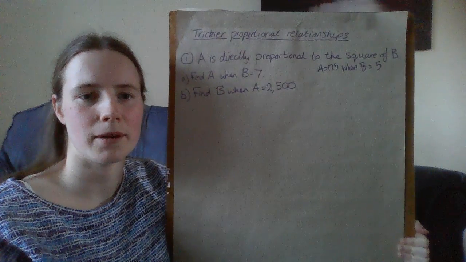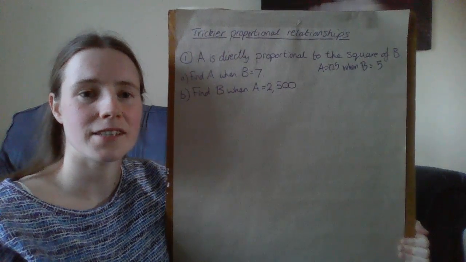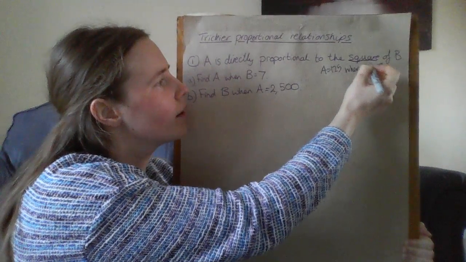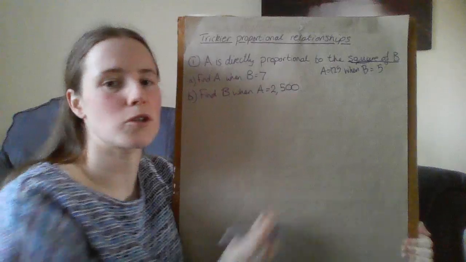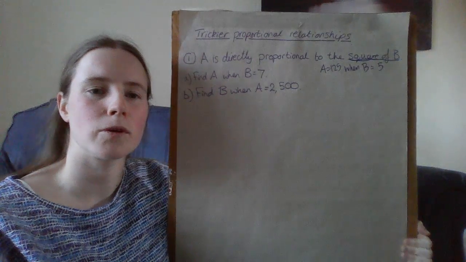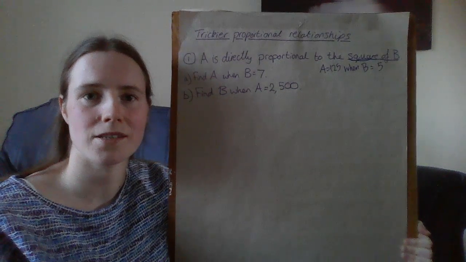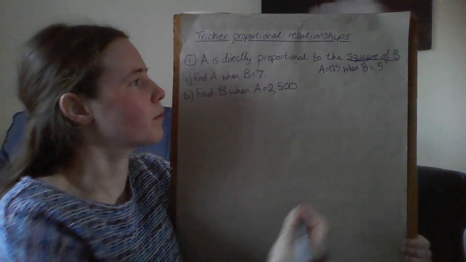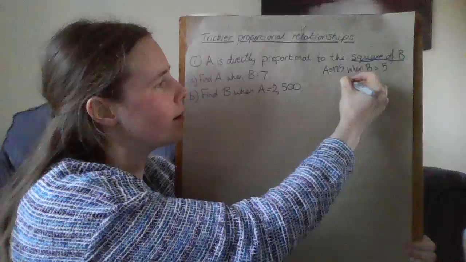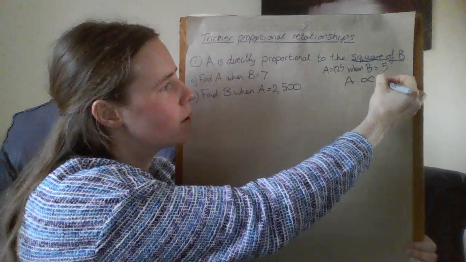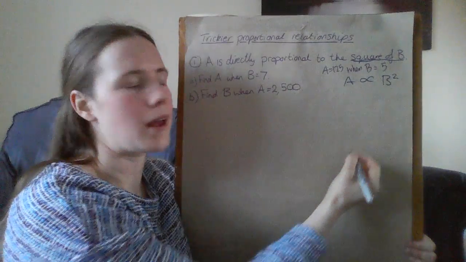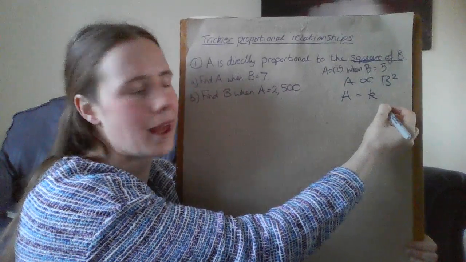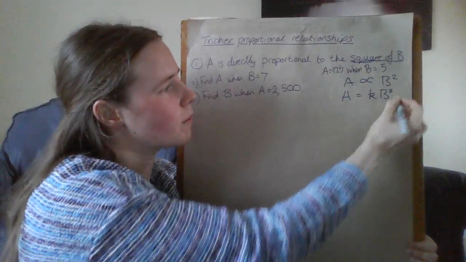This is very, very similar to the ones you did last lesson. The difference is one word, this bit in here. So instead of A being directly proportional to B, it's now directly proportional to the square of B, or B squared. So first thing I'm going to do, very similar to how we started doing the ones before, I'm going to write A is proportional to B squared. Therefore, A is equal to some constant K times B squared.